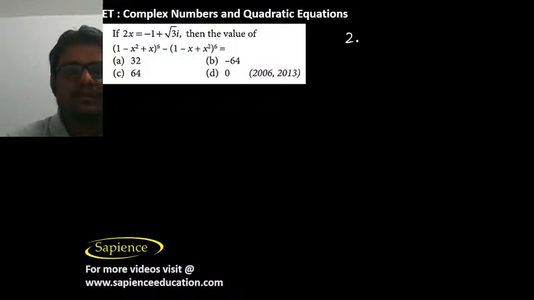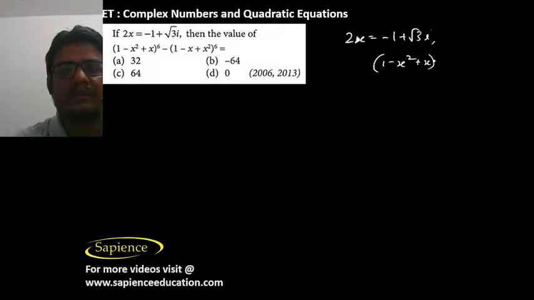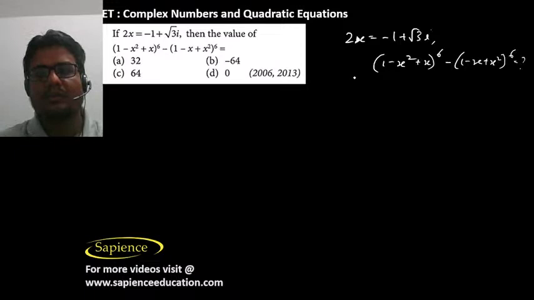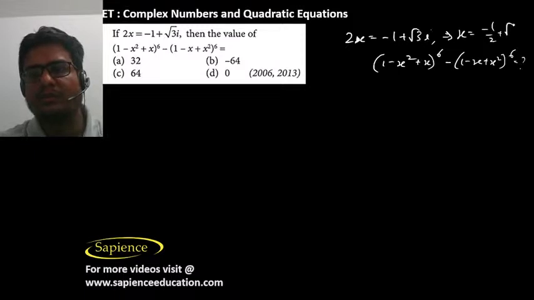Then it is told that if 2x is equal to minus 1 plus root 3i, then the value of (1 minus x square plus x) whole power 6 minus (1 minus x plus x square) whole power 6, that is how much? So now from here we can say x will be equal to minus 1 by 2 plus root 3 by 2 into i.